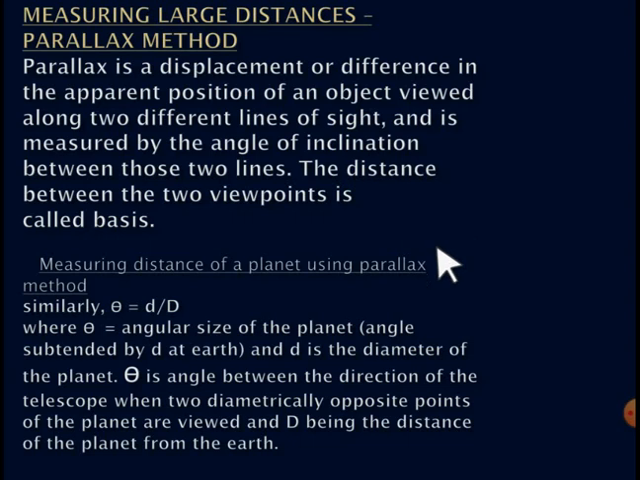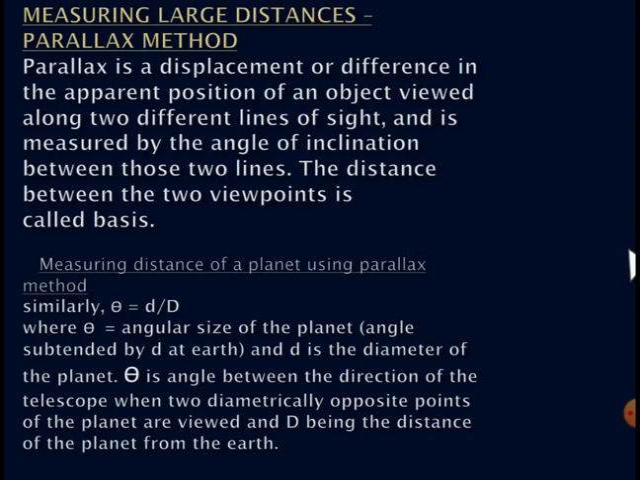So the angle between these two lines of sight, we call it what? Parallax, right? And it is measured by the angle of inclination between these two lines. The distance between the two viewpoints is called the basis. That means when the Earth was at 1st January and at 1st June, the distance between the two positions of the Earth, which we take as the two positions of observation, one at 1st January and another at 1st June, we call it the basis.